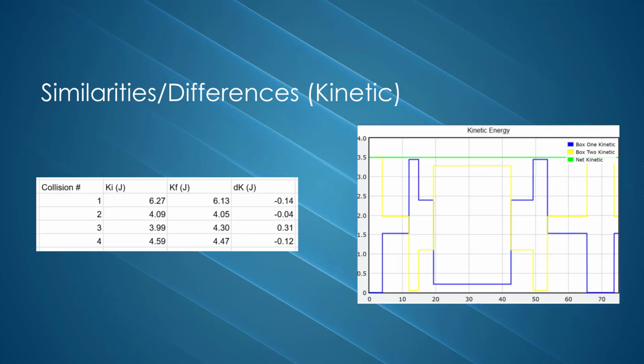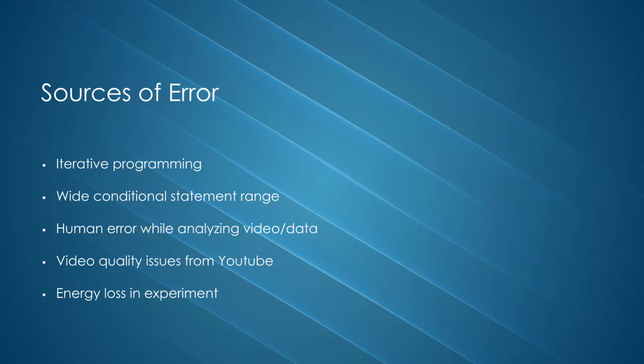Now for kinetic energy in our model, you can see that even though the individual kinetic energies of each block are jumping up and down, the net kinetic energy remains constant. So we have no change in kinetic energy, which also agrees with the idea that kinetic energy is conserved. On the left, you can see that there are also some slight decreases, which can be explained by factors like sound and friction.